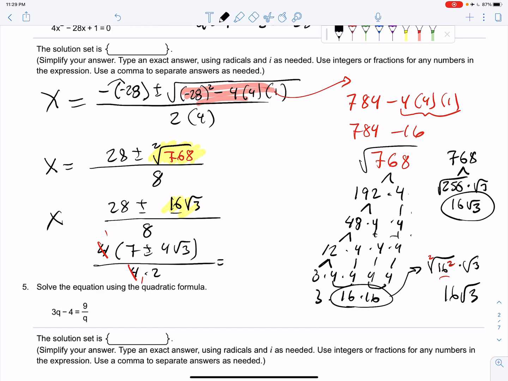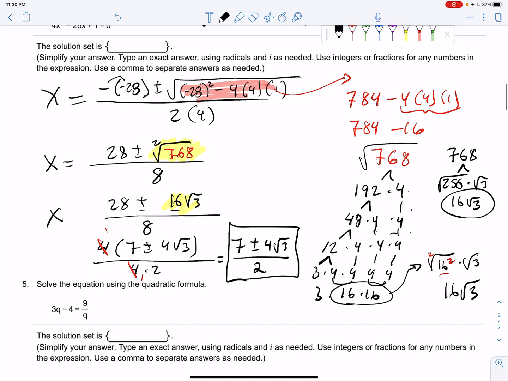And you can put this in. I tried this with MyLab. You could just put it in as 7, and there is a plus or minus button, 4 root 3, and then put it all over 2. And it'll accept that as the perfect answer. Okay? All right, let's take a look at the next one.